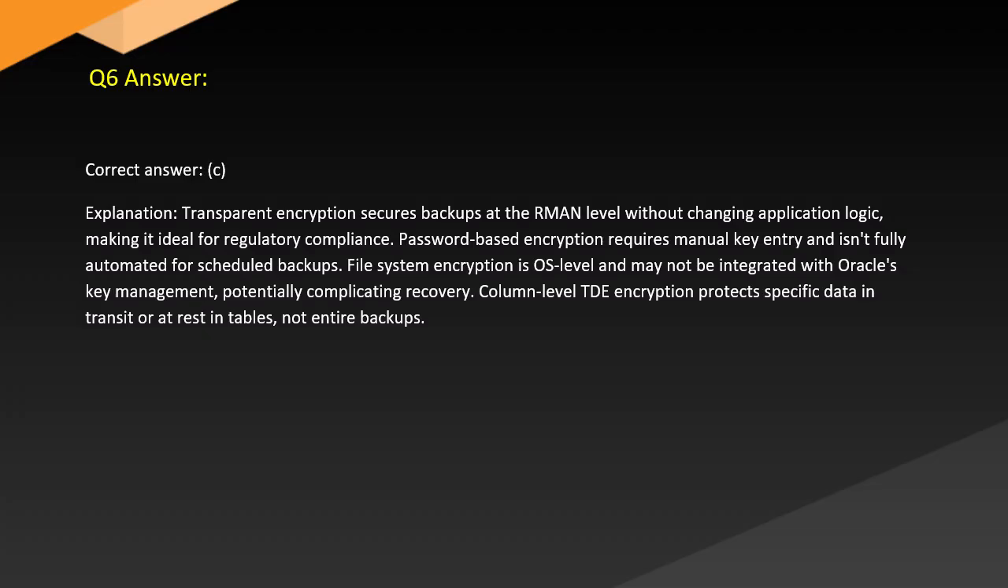Answer. Correct answer. C. Explanation. Transparent encryption secures backups at the RMAN level without changing application logic, making it ideal for regulatory compliance. Password-based encryption requires manual key entry and isn't fully automated for scheduled backups.